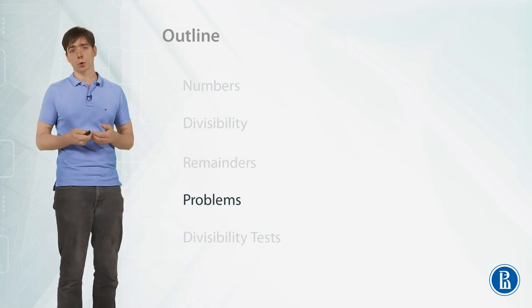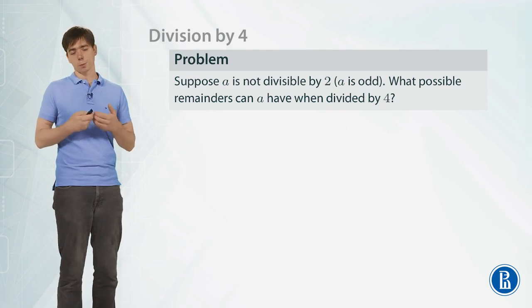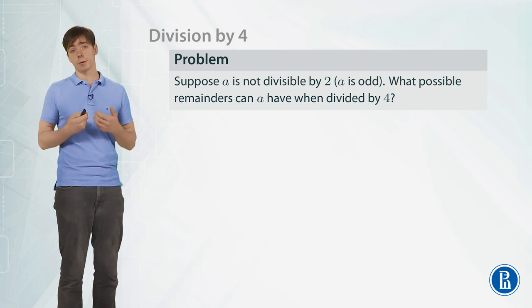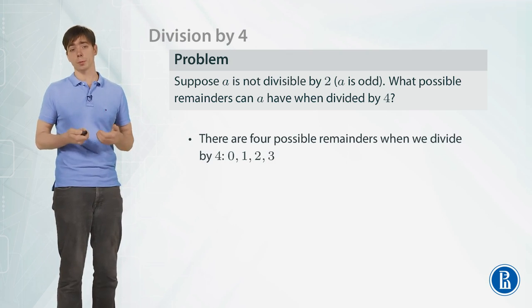Let's consider several problems in number theory. And consider the following problem. Suppose a is not divisible by 2, so a is odd. What possible remainders can a have when we divide it by 4? Okay, so there are 4 possible remainders for the number when we divide it by 4.